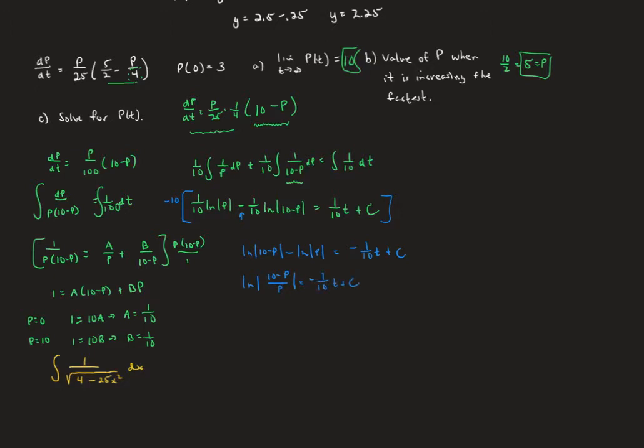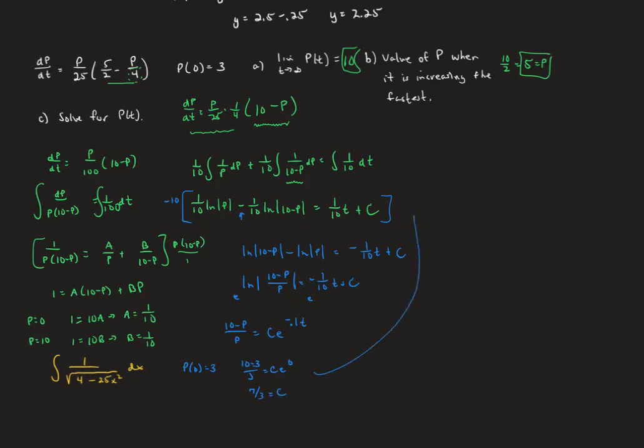We can exponentiate both sides, and we'll get out of the logarithm and get 10 minus p over p is going to be c e to the negative 1/10, I'll write it as a decimal, t. So this might be a good place to use our initial condition that p of 0 is 3. So we'll get 10 minus 3 over 3 is c e to the 0. So I guess we're going to get 7/3 is c.